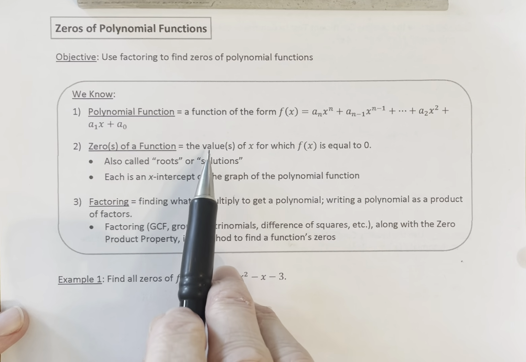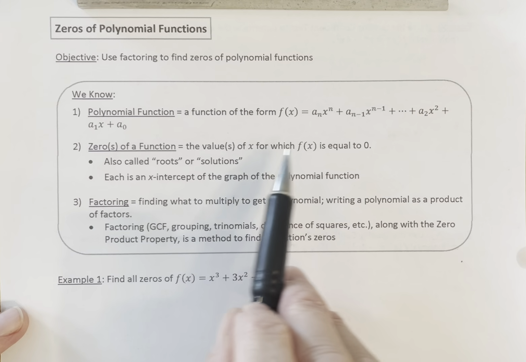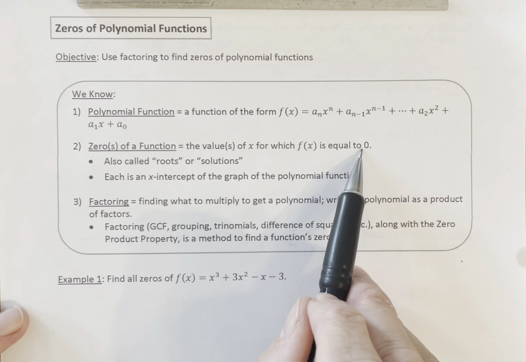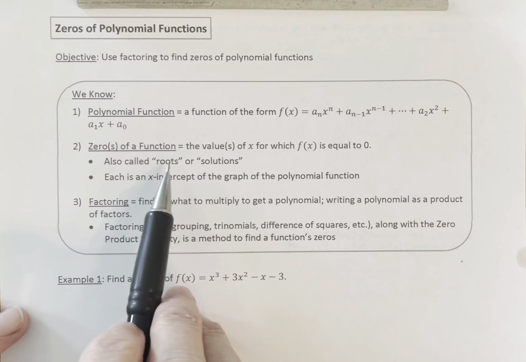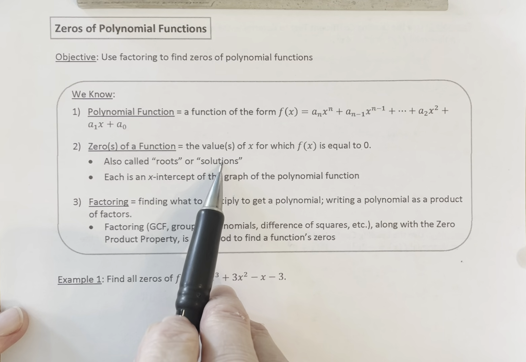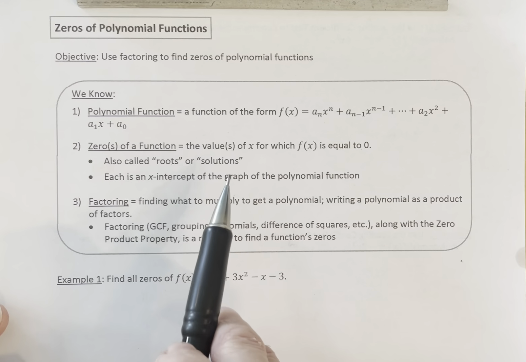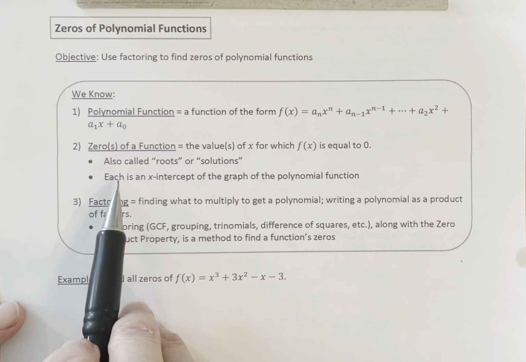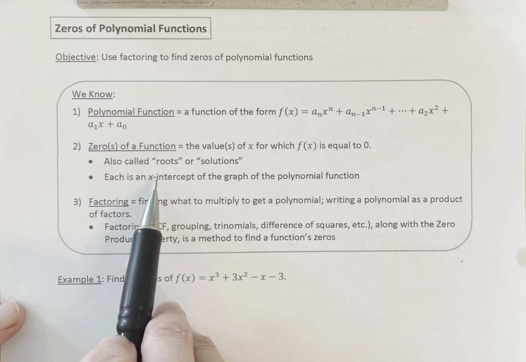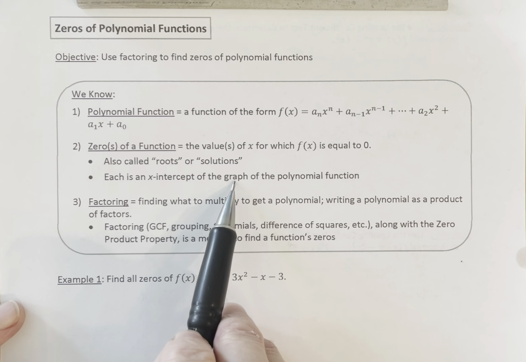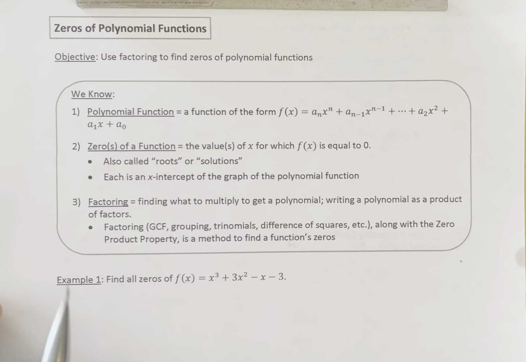They are the value or the values of x for which f of x is equal to 0. Those are the zeros of a function. They're also called roots. They're also called solutions. It kind of depends on the context, but they're all the same thing. And each zero is an x-intercept of the graph of the polynomial function.